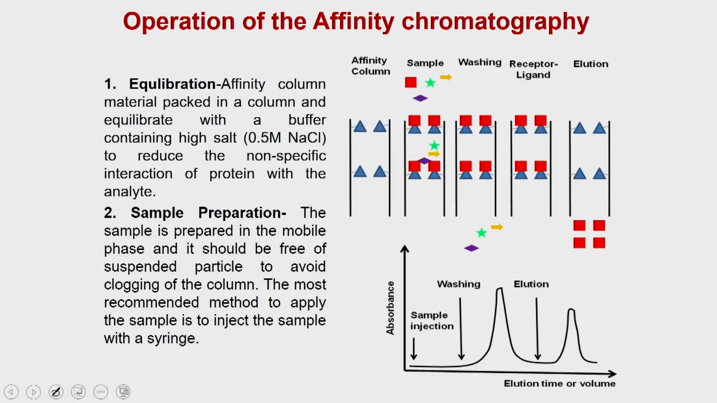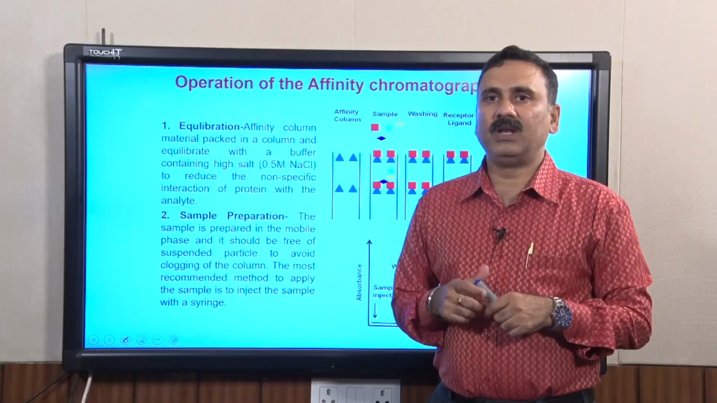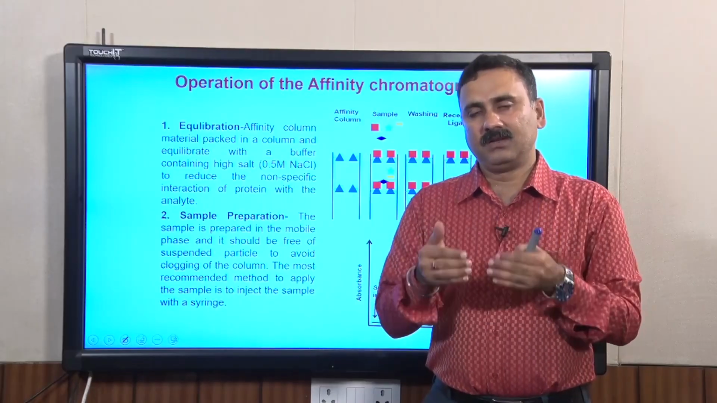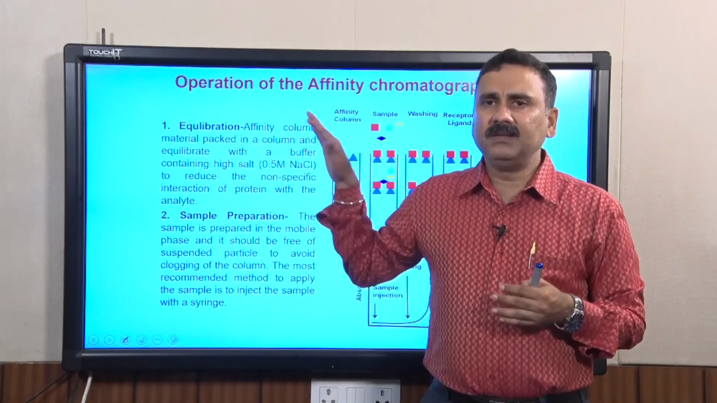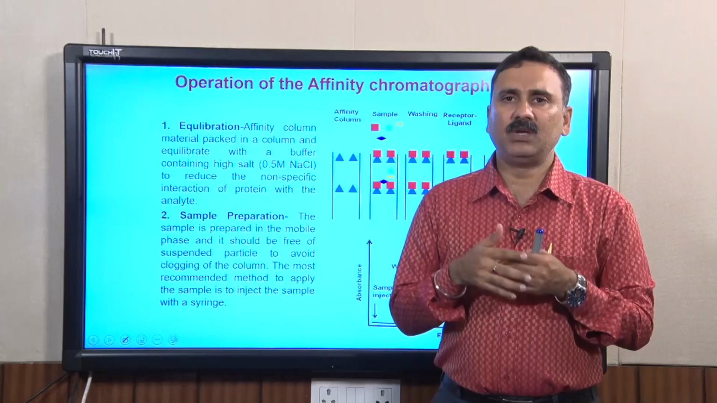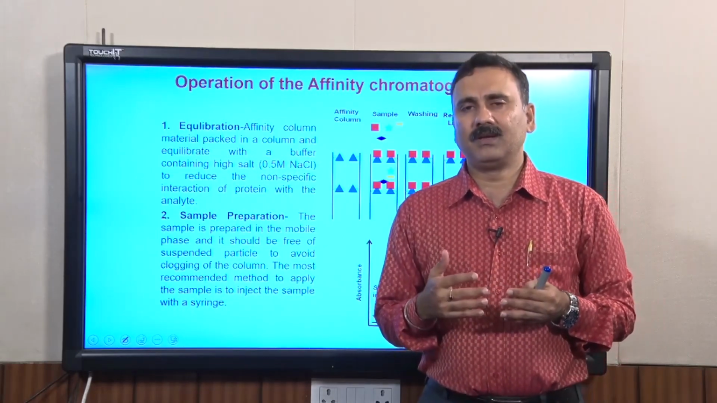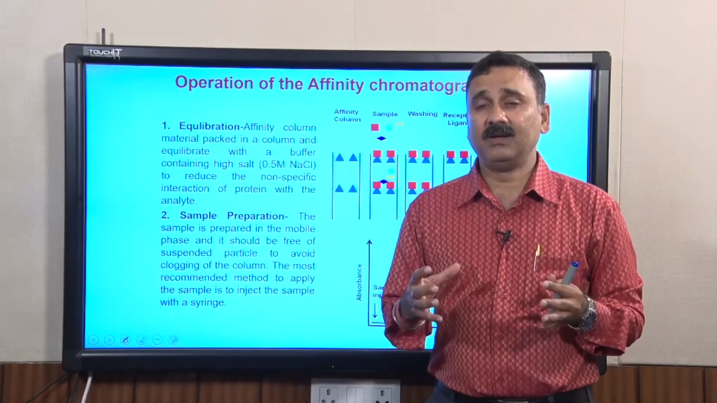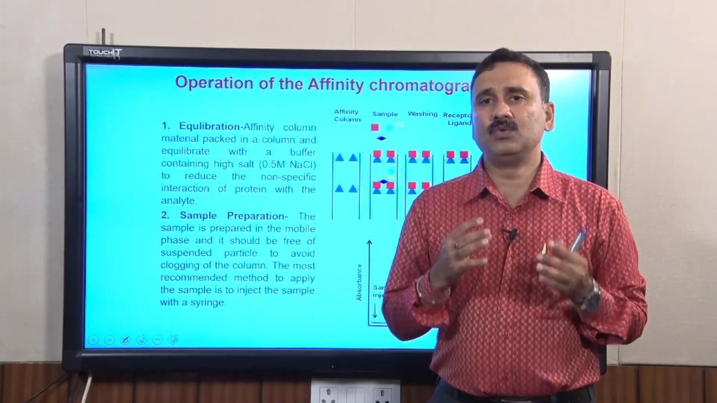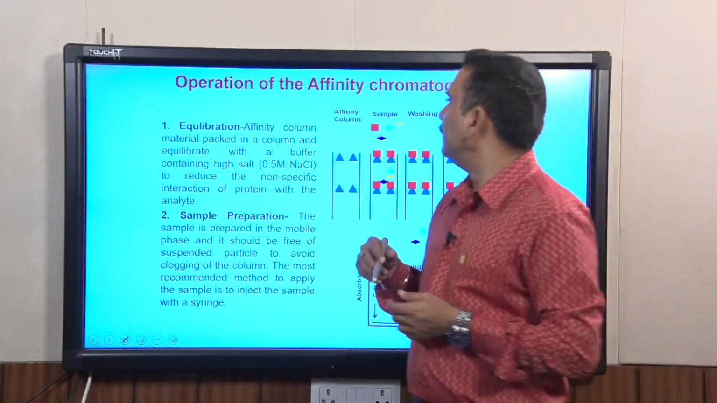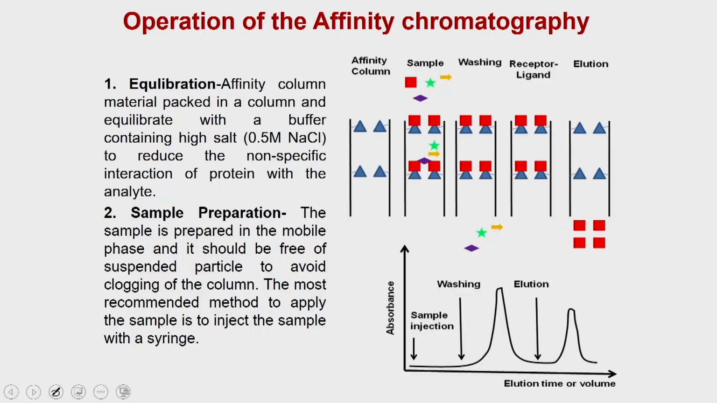Now, let us see how to operate the affinity chromatography columns. In affinity chromatography column operations, mostly you have 3 or 4 steps. These are the general steps which we are going to discuss. In a subsequent lecture, we are also going to discuss the specific steps which you are going to do. So, in a generalized operation, the first step is the equilibration of the column.